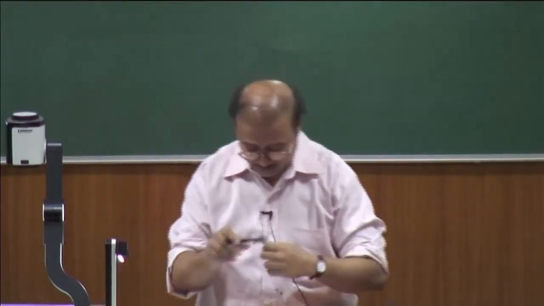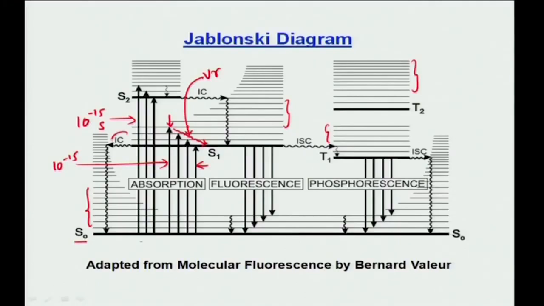Now, look at this process. This IC, what is the full form of IC? Internal conversion. Where does internal conversion occur? Between which two states? Between two electronic states, right? Either S1 to S0 or S2 to S1, okay? But look at this. The internal conversion is again a non-radiative pathway. Whatever wiggly lines you have, these all refer to non-radiative pathways, okay? That is the importance of the wiggly lines.